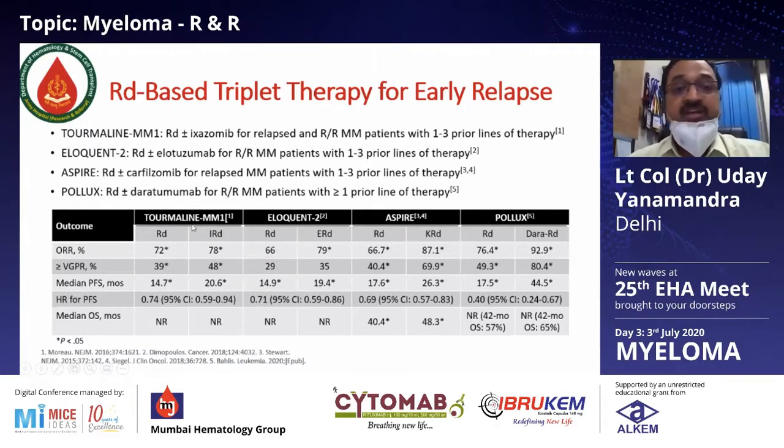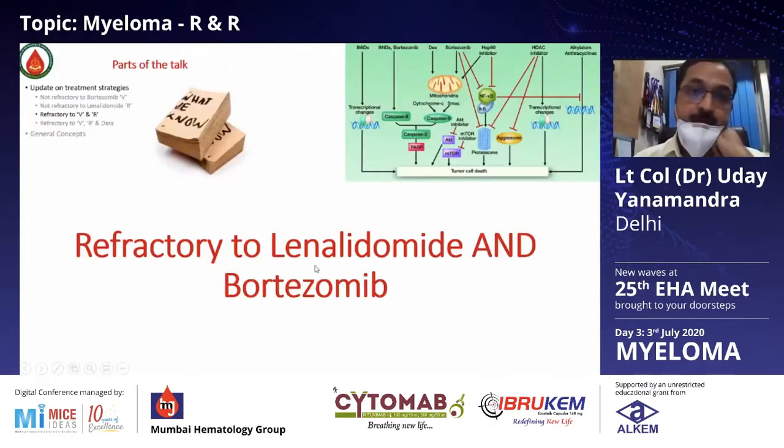So, the four major trials, Tourmaline, Eloquent, Aspire, and Pollux, have shown combinations of lenalidomide with various other drugs, which could be carfilzomib, daratumumab, elotuzumab, or ixazomib. If you look at all these trials, the hazard ratio has come down by using a len-based regimen along with one novel agent. So the basic concept remains to combine lenalidomide, in those patients who are not resistant to lenalidomide, with one other novel agent which was never tried before.